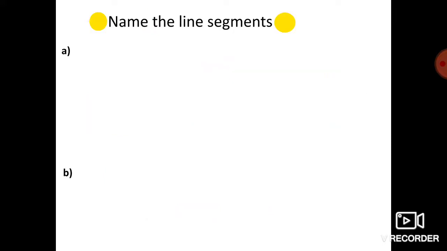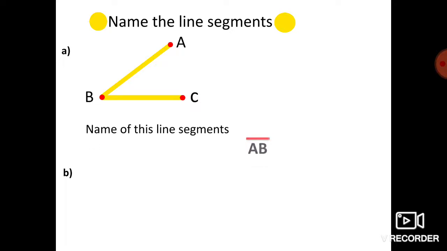Name the line segments. Here is one figure. Listen. Here is an angle. On this angle, 3 points are marked: point A, point B, point C. Clearly you know this angle is formed with 2 line segments. We have to name the line segments. Line segment AB, line segment BC. Very simple. Line segment AB is one line segment, BC is the second line segment. Total 2 line segments are there.